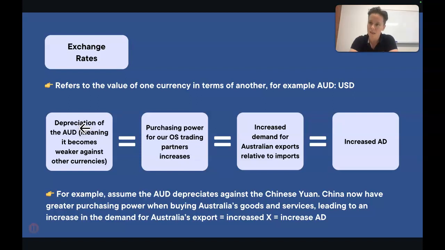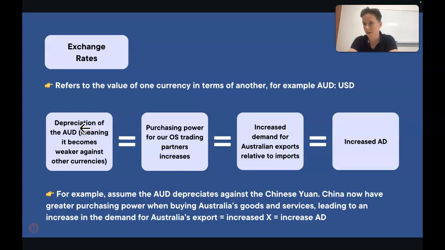It means that your currency is now no longer as valuable against other currencies as it once was. So if you're in Australia and you're using your Australian dollars to buy something from overseas, you can't buy as much as you used to. Your purchasing power has gone down. And so what that does, guys, is it leads to a decrease in the demand for imports, okay? So that's the story in Australia.